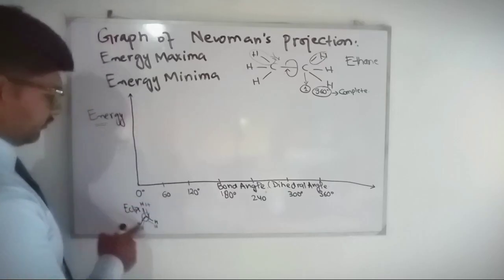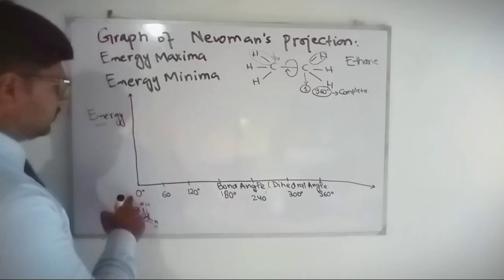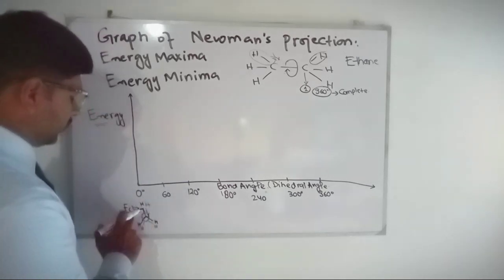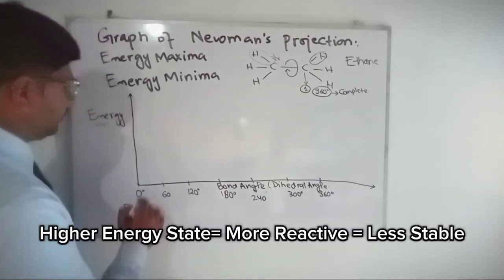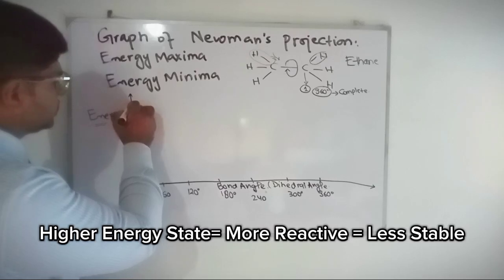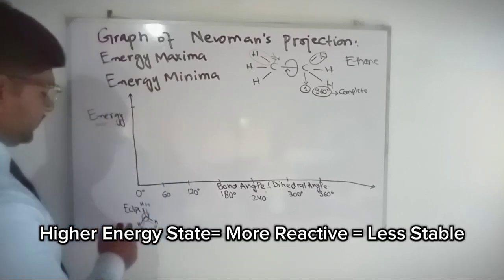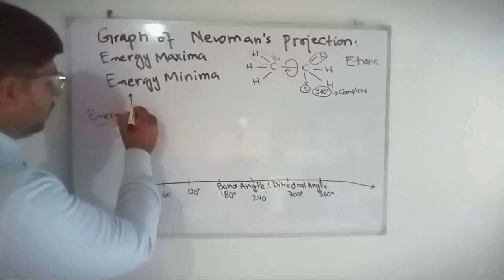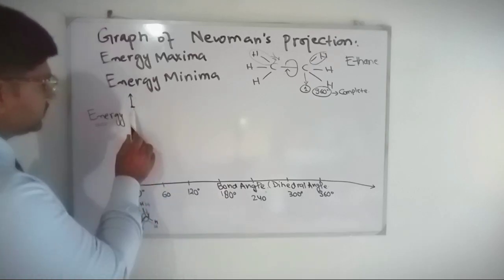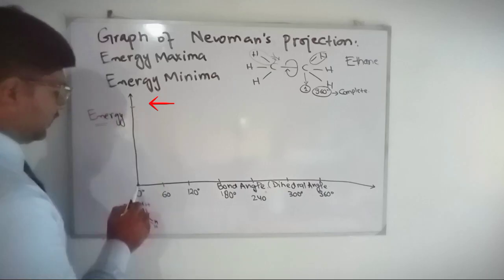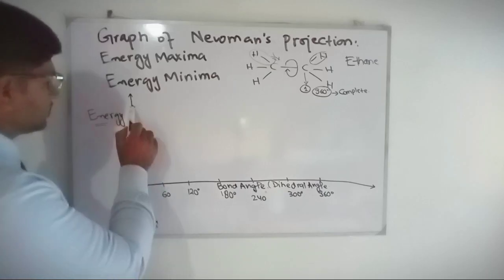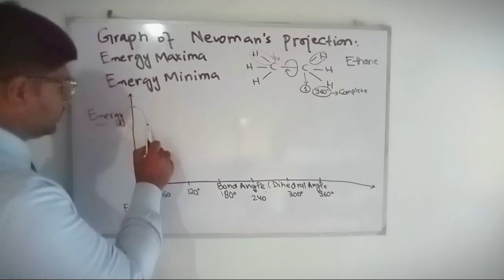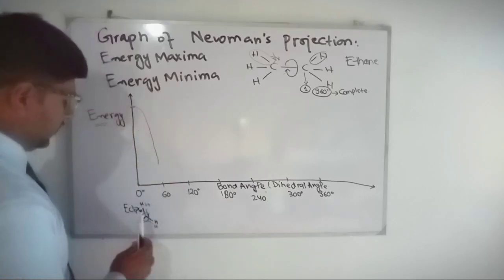So the eclipsed conformation starts from 0 degrees, and at this point, this molecule will be at a higher energy state, which means that eclipsed will be less stable. So at the higher energy state, the graph will start from here rather than at the 0 point. So we will start the graph from here until it reaches 60 degrees.